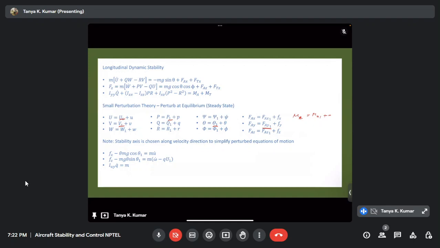Like we had mentioned before, in order to simplify the analysis, we take the stability axis. What is the stability axis? It is chosen along the velocity vector. It greatly simplifies the equations because many quantities, like lift and drag, are measured in the direction of the velocity or perpendicular to it, with respect to these relative velocity parameters. So the simplified three equations for the longitudinal dynamic stability analysis are given here. Okay, now let's move on.